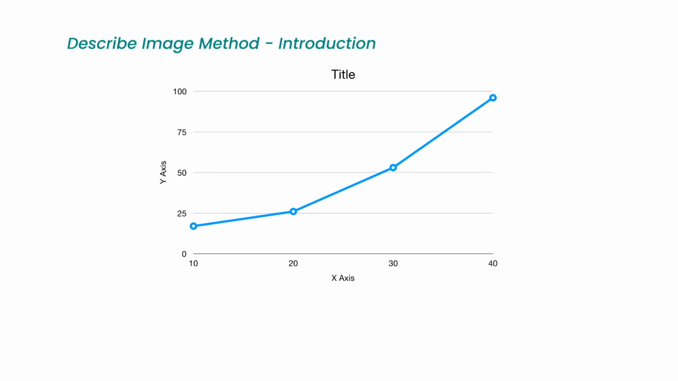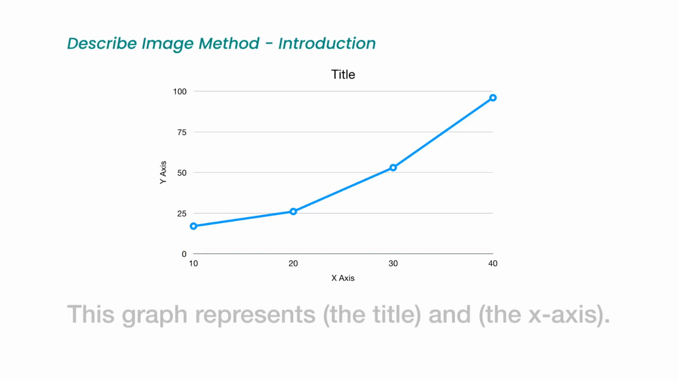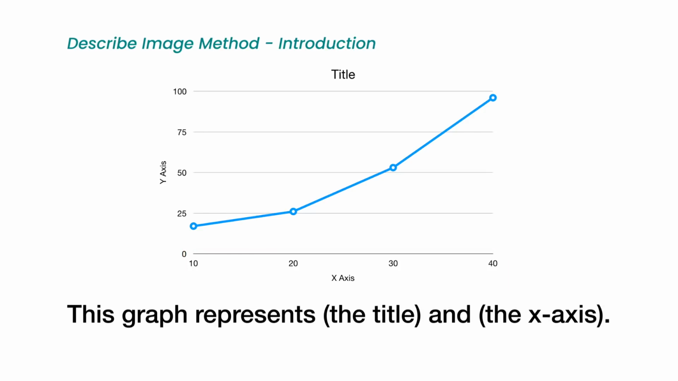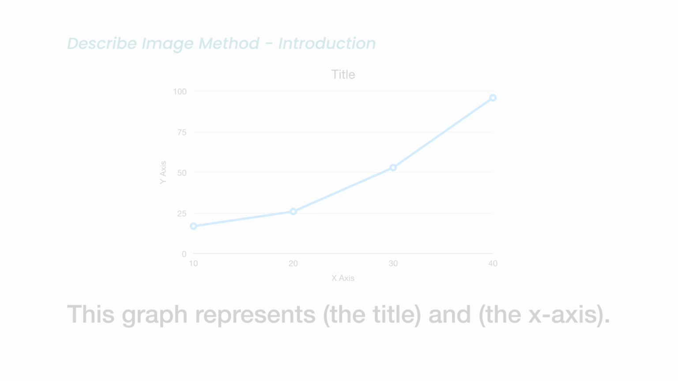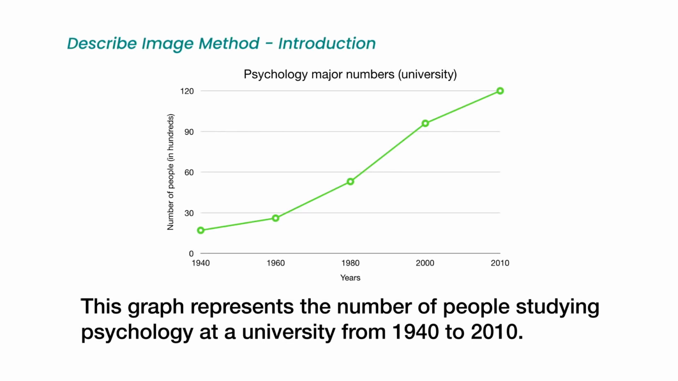And if it's a graph, not an image, the x-axis as well. This graph represents the title and the x-axis. It might sound something like this. This graph represents the number of people studying psychology at a university from 1940 to 2010.